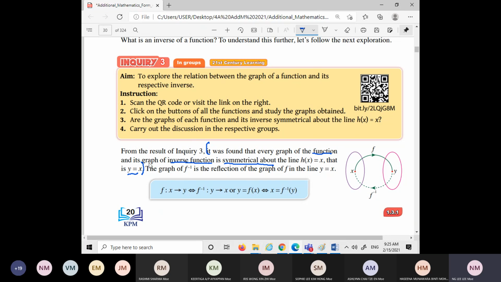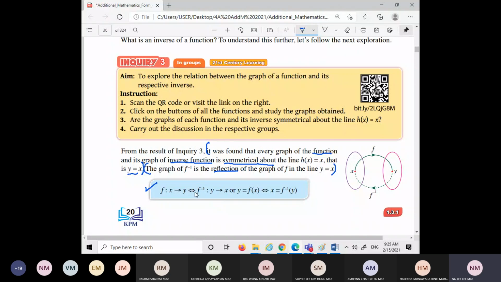Another way of saying it, you can say that the graph of the inverse is the reflection of the graph of f in the line y equals x. These two sentences have the same meaning. You can write this also.